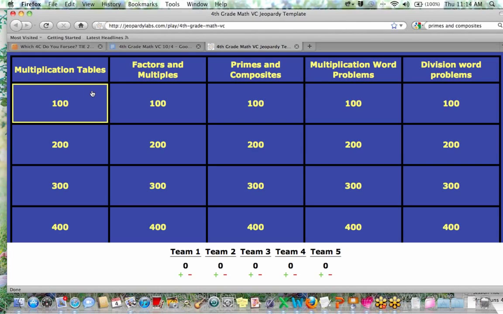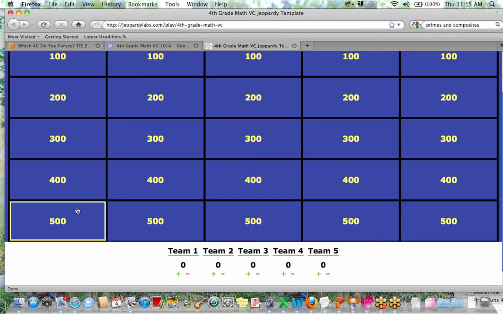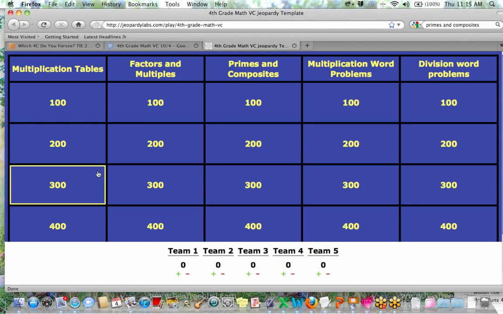And then we have multiplication tables, which is really simple stuff. Primes and composites, which we just reviewed. Multiplication word problems, which isn't too hard. And division word problems. Same kind of concept. Maybe I'll walk you through the very first one that we do together so that we're kind of on the same page. But I'm going to flip a coin and see who gets to choose the first question. And just so you know, you can't see it, but it's here. We do have 500 on the very bottom for all of the different categories. So if you want to choose that, don't forget it's there.